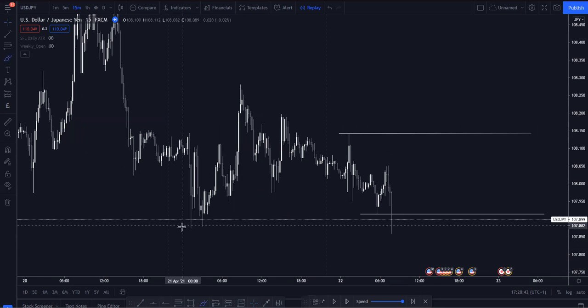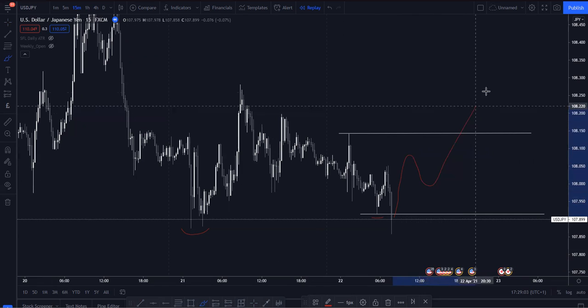The liquidity below this low and below this low here has actually been taken with price action coming in here. So what I'm expecting to happen now is for the trend essentially to reverse. For that sign of reversal, what I'm looking for is price action to break to the upside, come back in, and then trade upwards from there.